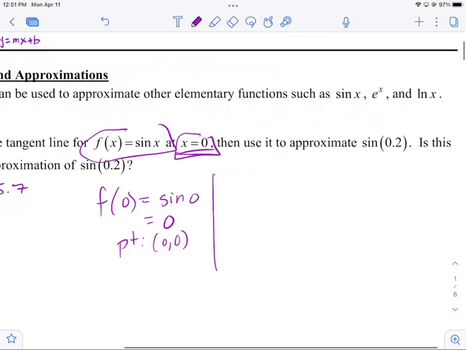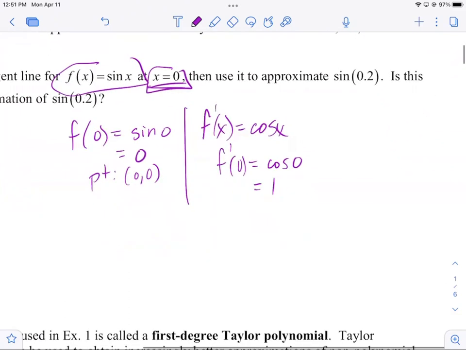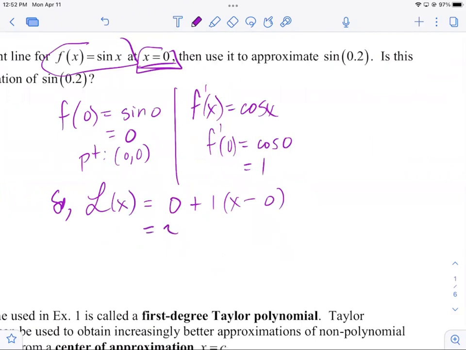Now we need the slope at that point. So before I find f prime of 0, I got to find f prime of x. And what's the derivative of sine? Cosine, good. And so f prime of 0 now is cosine of 0, which is 1. So remember that sine of x and tangent of x both launch out of the origin at a 45-degree angle, okay? So we say L of x, we give it a name because we're going to use it, is the y value of 0 plus the slope 1 times x minus the x value of 0. That's Taylor form. And of course, that simplifies down to just plain old x, doesn't it?